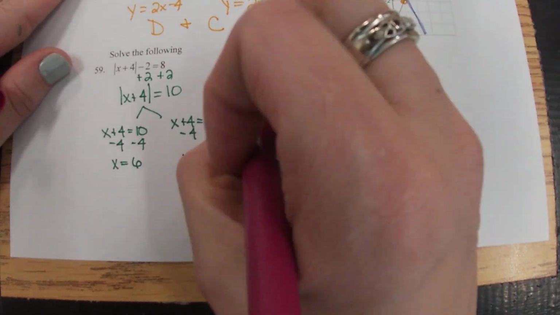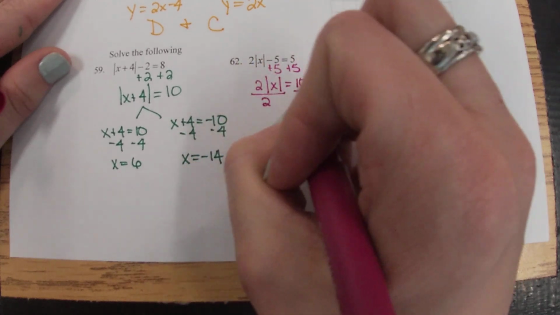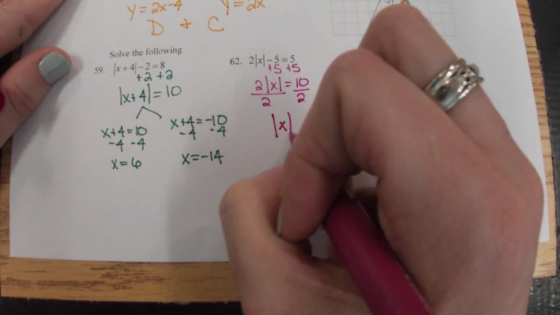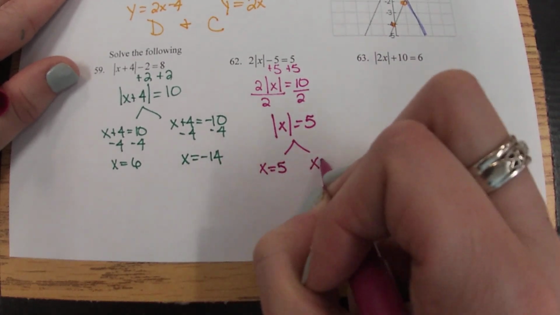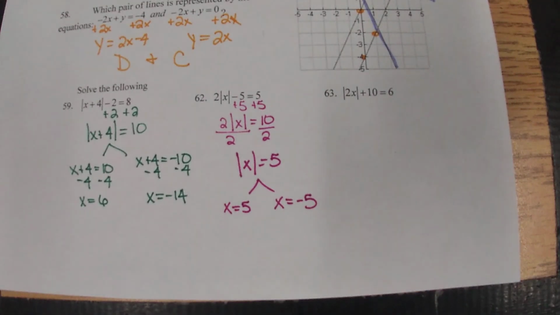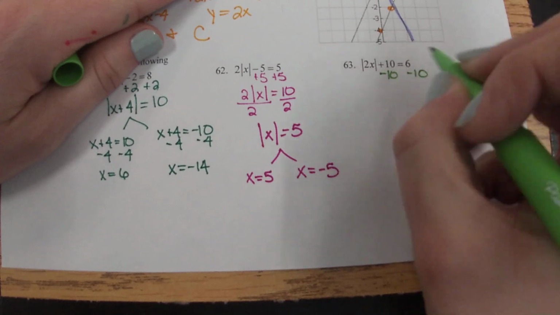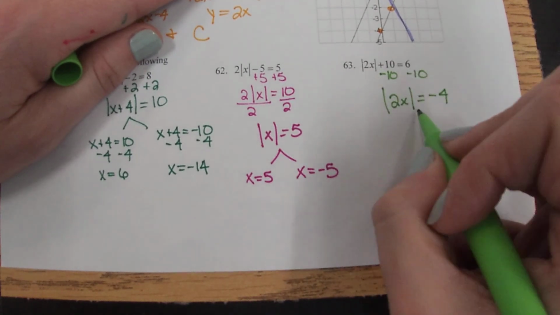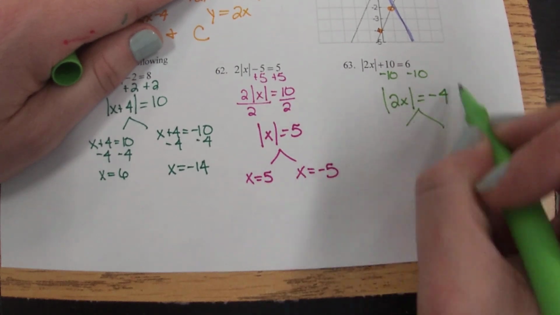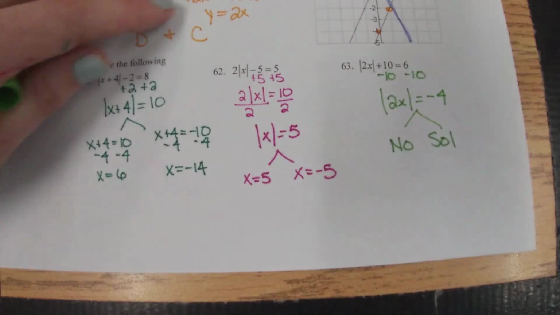We'll undo outside of the absolute value bars first. So this is multiplication. I'll undo multiplication with division. Then again, we'll do both options. Now, normally we go to two options here, but the absolute value of something can never be negative. So this one is a no solution.